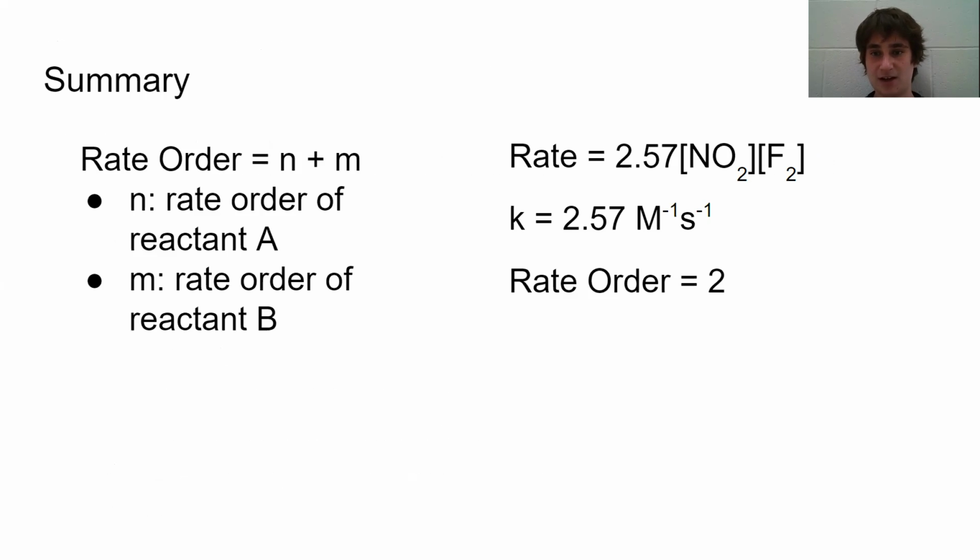And so this is our final answer. We would put this at the bottom of our page. Rate equals 2.57 times NO2 times F2. K equals 2.57 molar to the -1 second to the -1, and with a reaction order of 2.